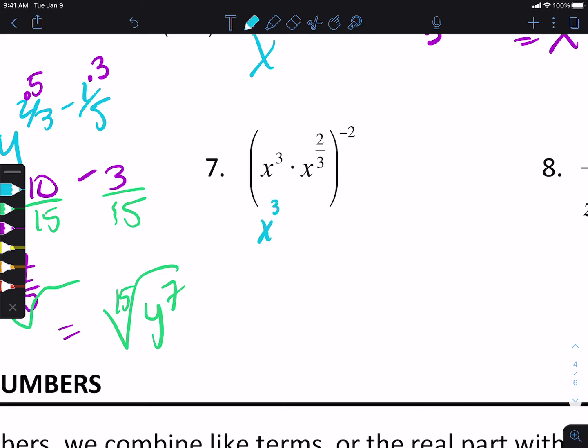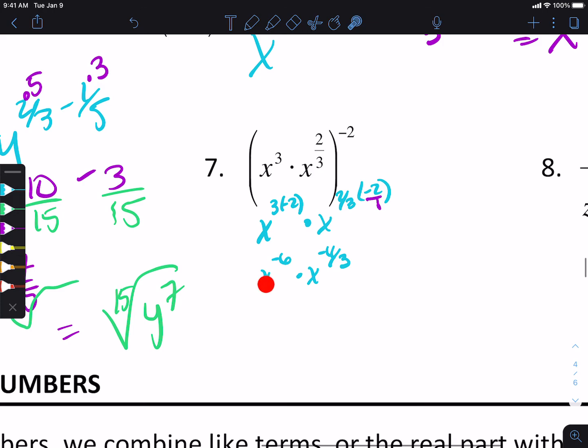So I have 3 times negative 2 times x to the 2/3 times negative 2. So the first one, 3 times negative 2 is negative 6. And then 2/3 times negative 2, remember negative 2 is really over 1, so we do top times top. So 2 times negative 2 is negative 4. And 3 times 1 is 3. So we get x to the negative 4/3. Well, we have two bases being multiplied, so I'm going to add their exponents.